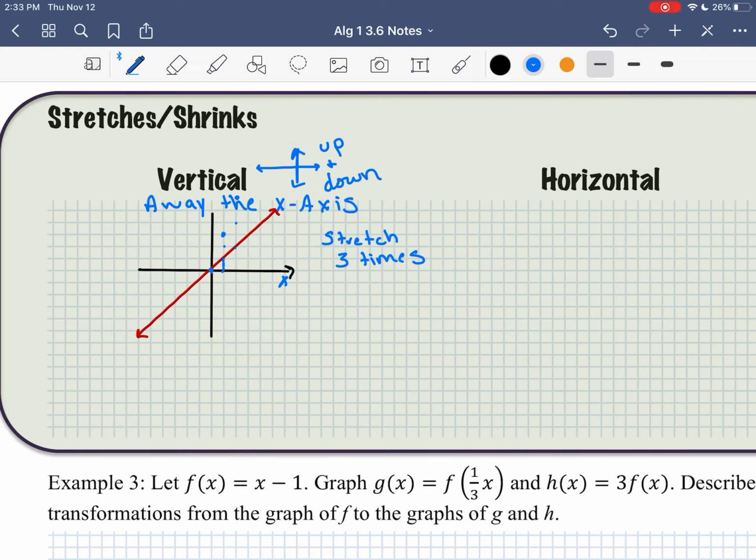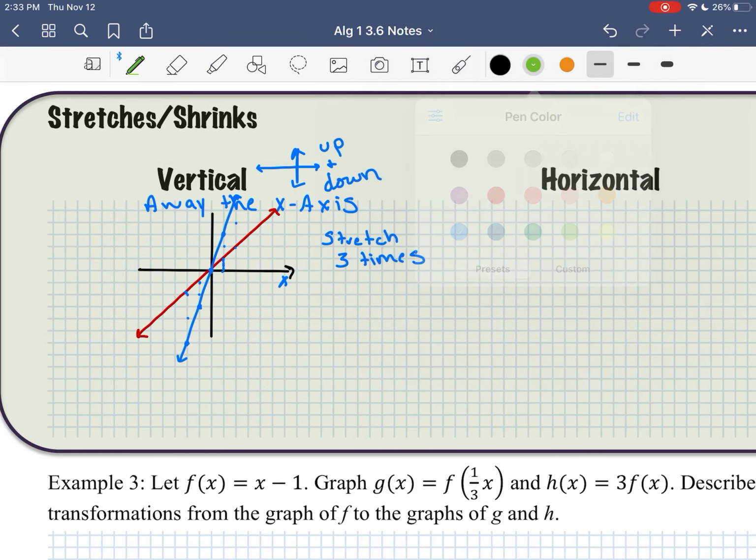Okay, it's the same, this point down here is down 1, it needs to go 3 times farther down now. So it's going to go down 1, 2, 3. This one's at 2, so it's going to go down 2, 4, then 6. And so now my new line is going to be steeper because I've stretched this guy out.